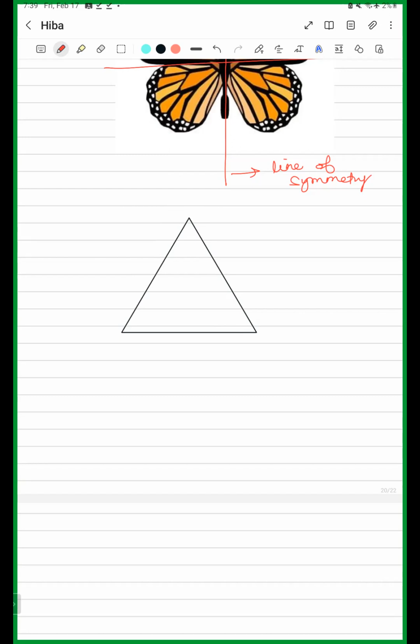Okay. I'm asking, can you guess how many lines of symmetry this has? 3? No, 2? No, just 1. Think, there will be only 1. Only this will be the line of symmetry. No, 3. Yes, very good. It will have 3 lines of symmetry. Okay?